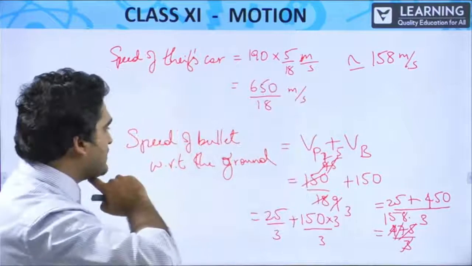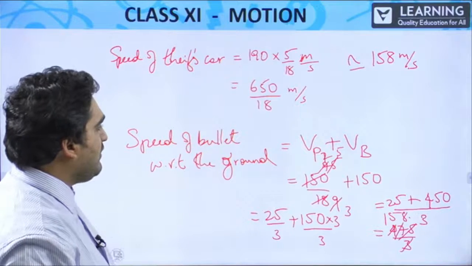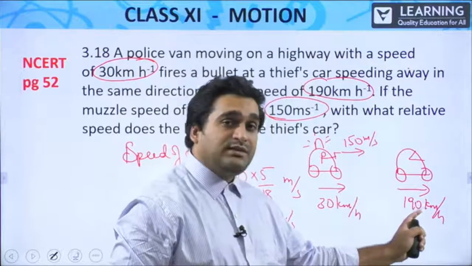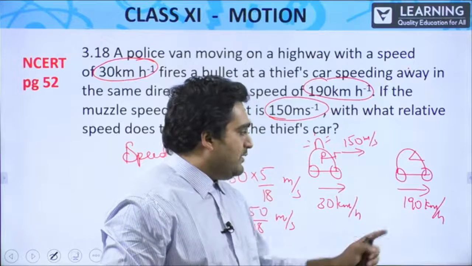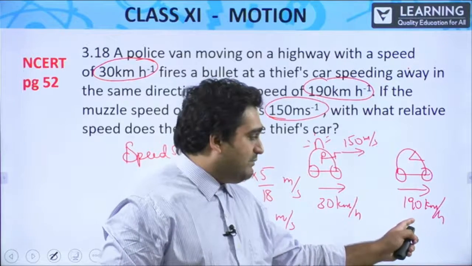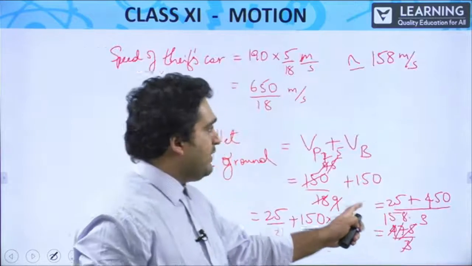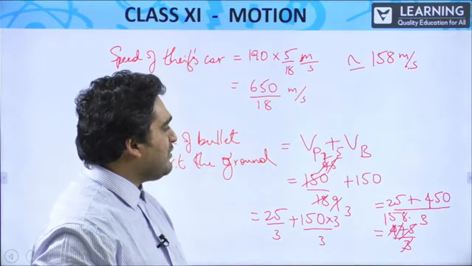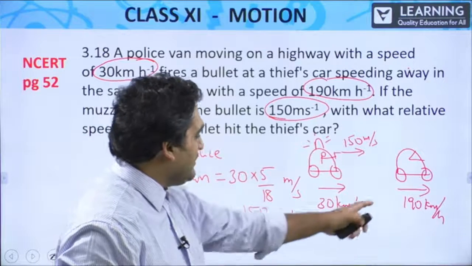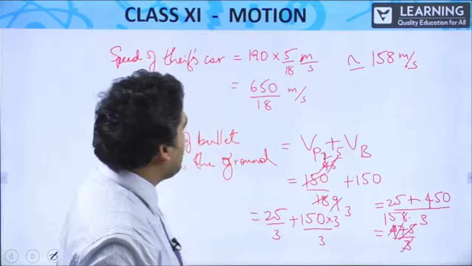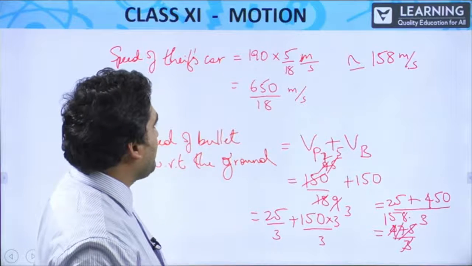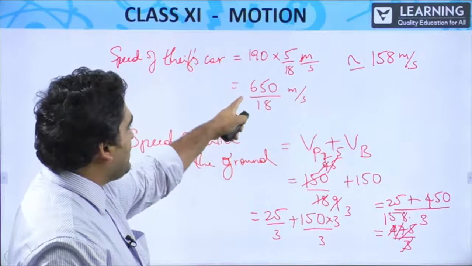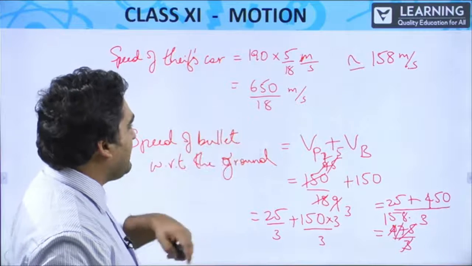Now we have the velocity of the bullet with respect to the ground. Next, what we need is the velocity of this bullet with respect to the thief's car. Thief is already traveling at 190 kilometer per hour. Bullet with respect to the ground is 158. It seems as though the bullet is never going to catch up with the thief's car. Oh no, this has been converted, isn't it? We have converted this, which is this one here. So we need to subtract 158 minus 950 by 18.